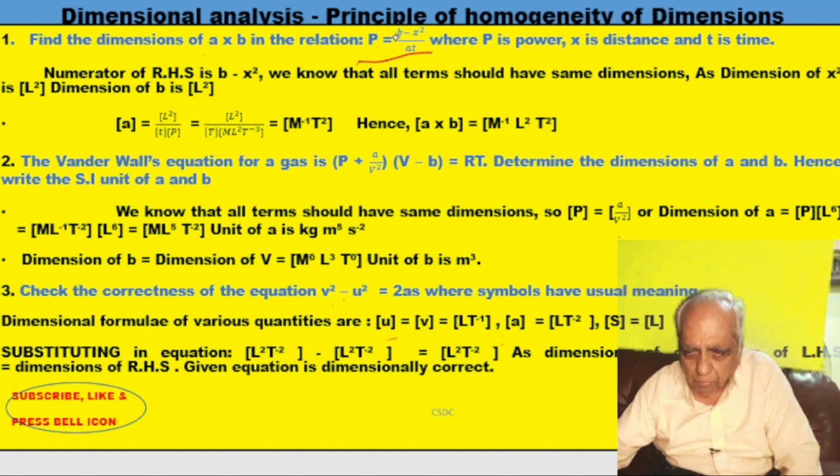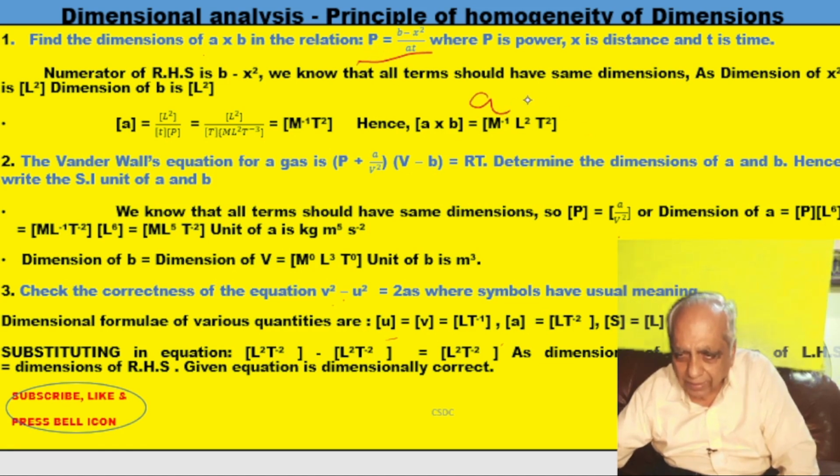So now first let us find the dimension of B. As the dimension of x square is L square, by the principle of homogeneity, the dimension of B is also x square. So we have found that the dimension of B is x square. Okay, now we want to find the dimension of A. So to find the dimension of A, we will take A on the other side. So what will I get? A is equal to: numerator dimension is L square, upon T whose dimension is T, and P will come here.